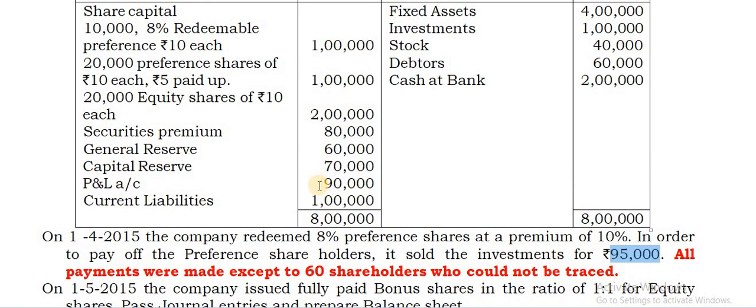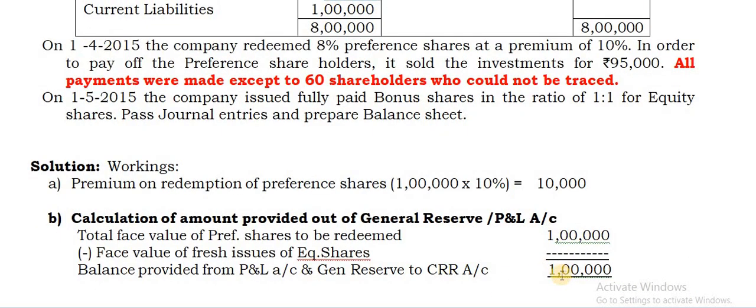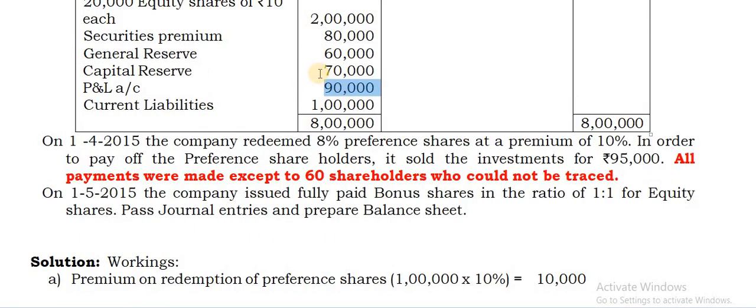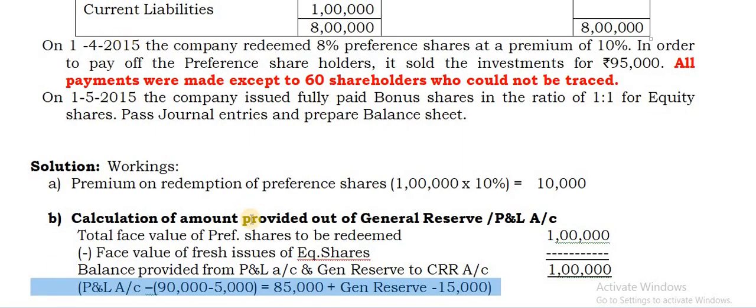That 5,000 should be made good now from the profit and loss account. That should be deducted from here. So once you deduct that loss from the profit and loss account, the balance available is only 85,000. But what is the total amount to be transferred? It is 1 lakh. Therefore 85,000 you provide from the profit and loss account. The next reserve, the general reserve, is there now. From there you can take the balance 15,000. So 85 plus 15 becomes 1 lakh. That is how you have to show.